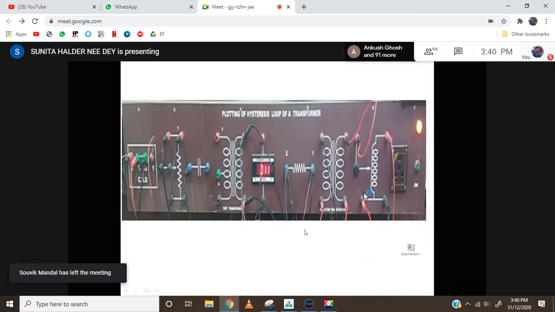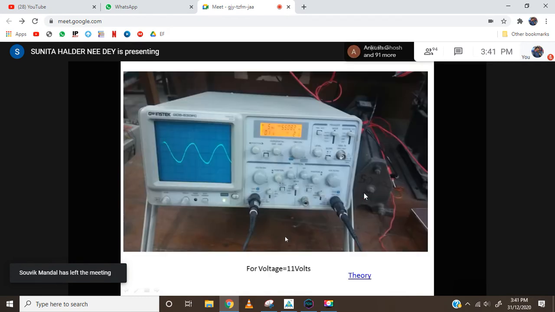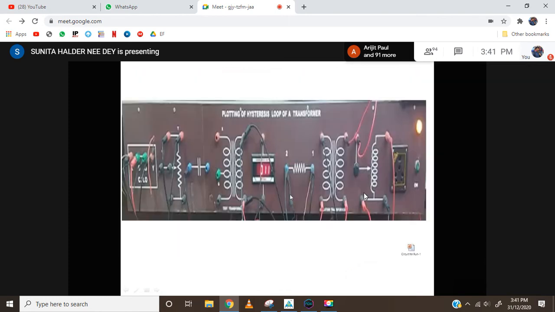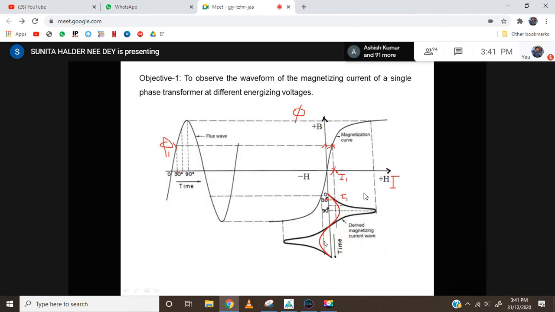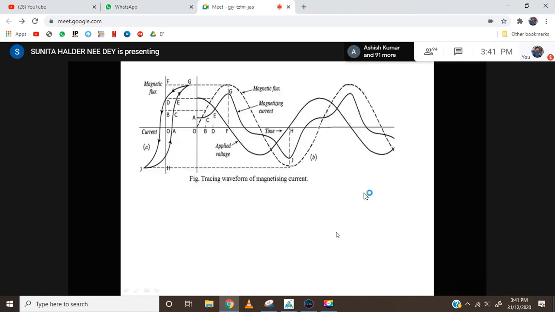So this is the circuit I have already explained. Now, if we apply 11 volt instead of 10 volt due to adjustment, the voltmeter reads 11 volt. Then you can see the waveform is purely sinusoidal. If you go by theory, it should be purely sinusoidal. So we are getting the same thing, right?